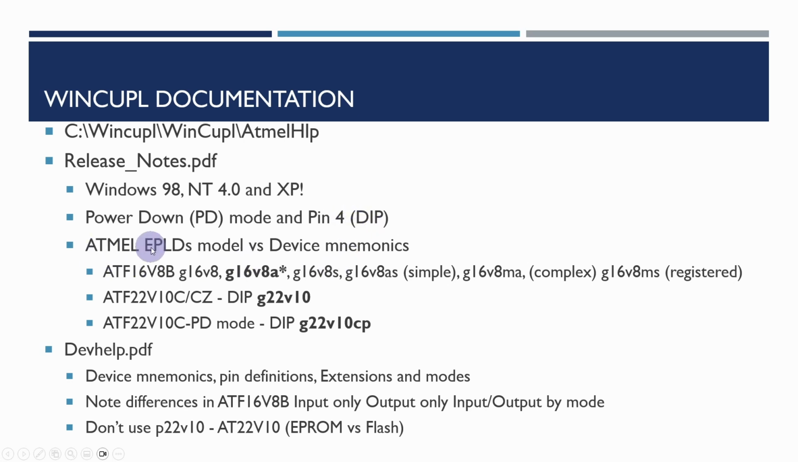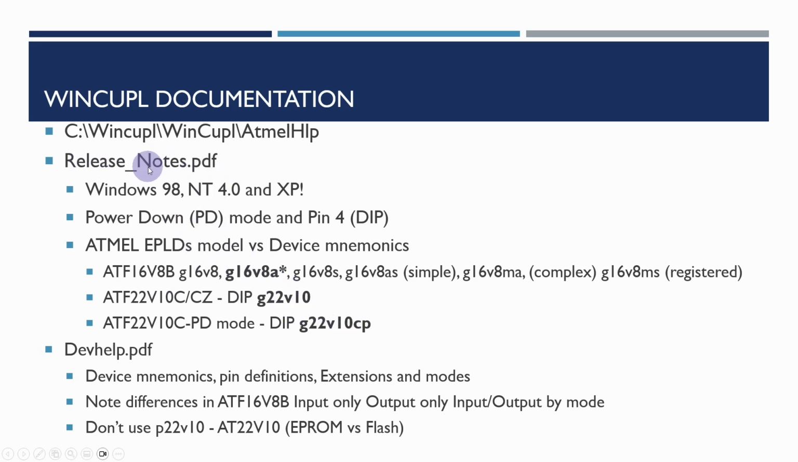And it provides all the information about the Atmel Programmable Logic Devices, in particular the 16V8B, that this is the one that causes the most confusion, and until you find this information it can be really quite challenging to work out how to use these devices. And then we can also see that we've got the 22V10 with the G22V10, and if we want to use the power down mode, then we have the CP on the end here. So trying to find this information isn't entirely trivial.